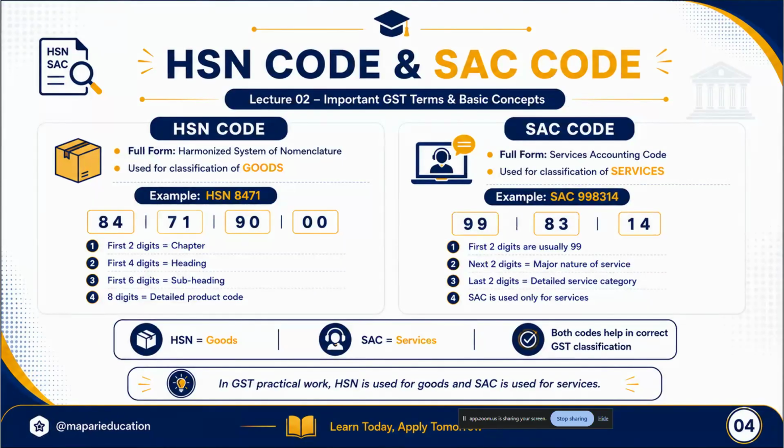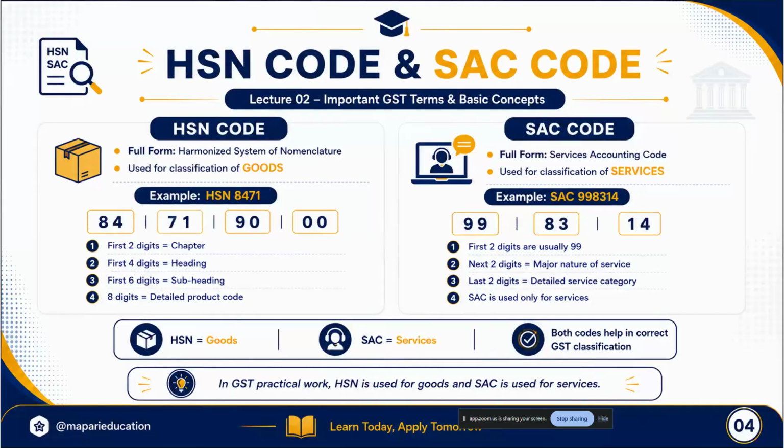What is the HSN code? Harmonized System of Nomenclature. It is the identity of the goods. Like, what is your name? You have a name, right? So every product has a name in the eyes of GST. GST cannot call it by a description. Like you call it a mobile, Apple mobile. But the GST department will call it by a number of that product, which is called the HSN code for the product.